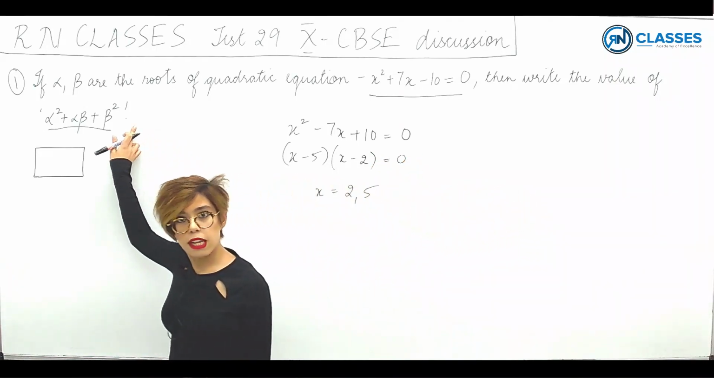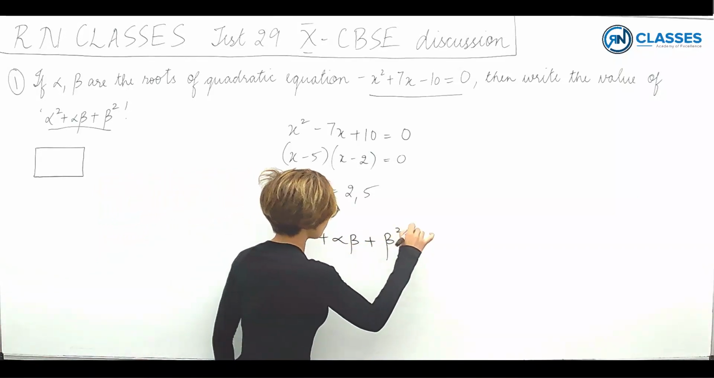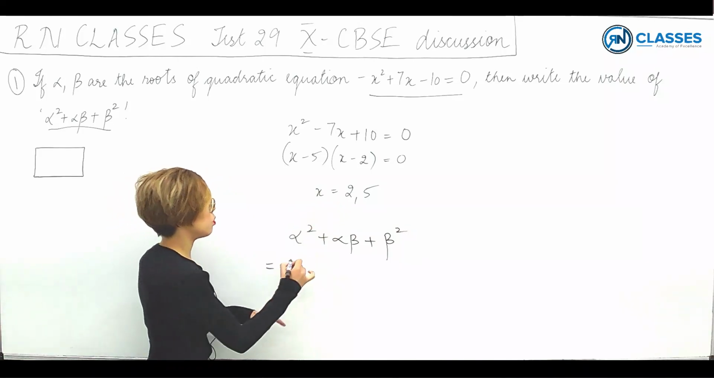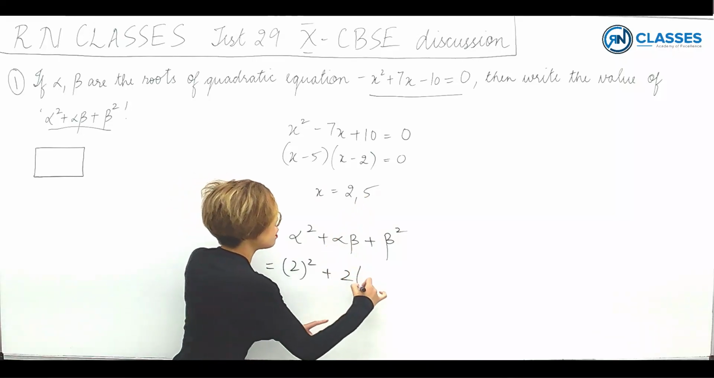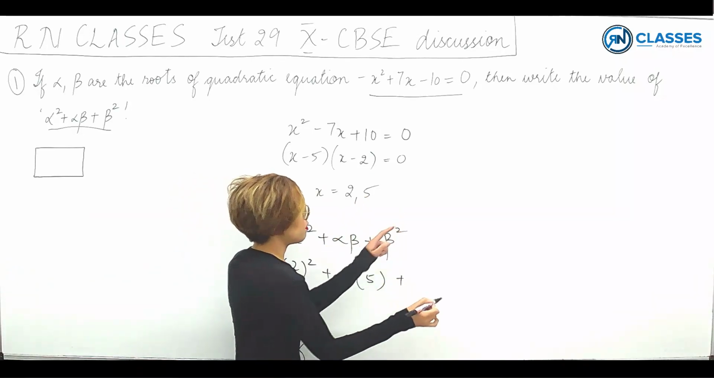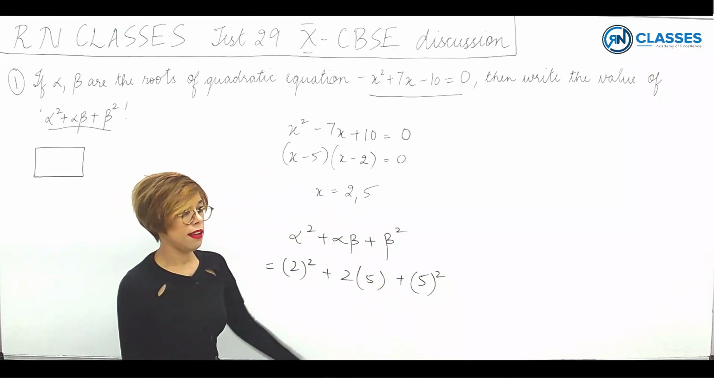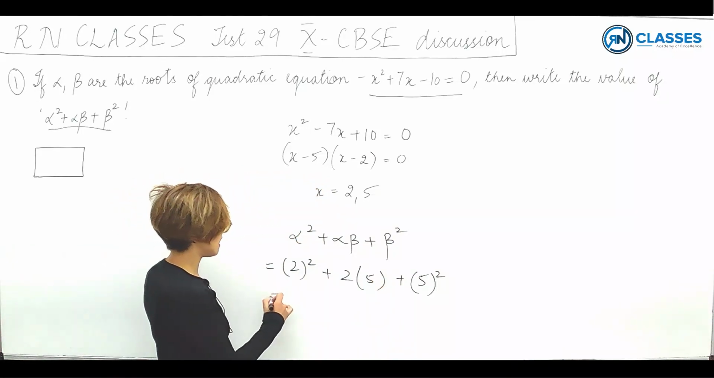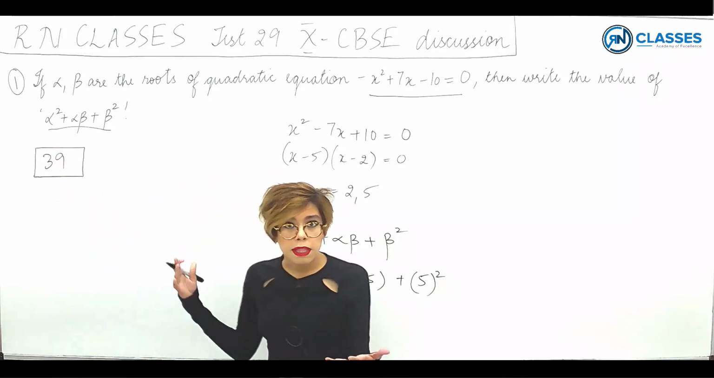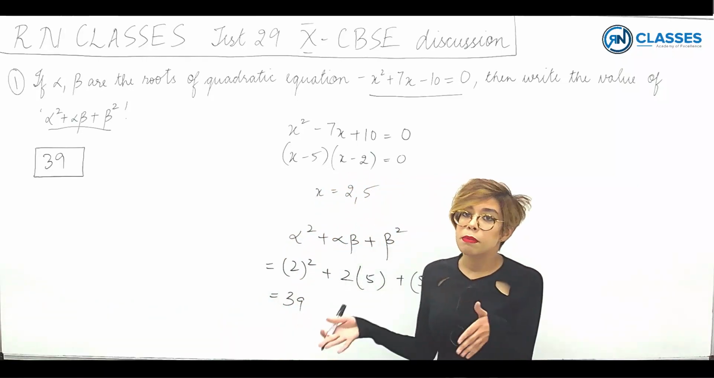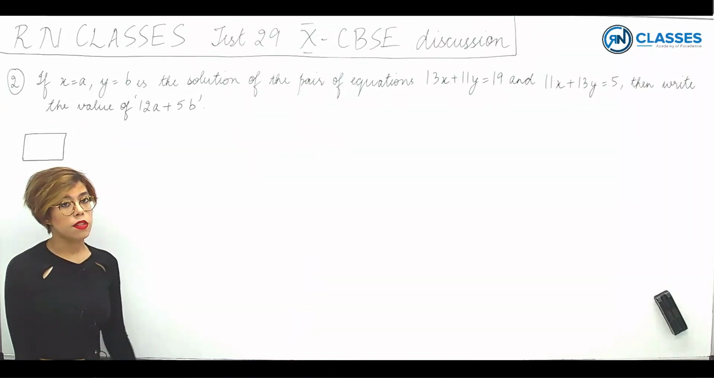The value we need to find is alpha square plus alpha beta plus beta square. Now let's take alpha to be 2, so 2 square plus alpha beta, 2 into 5, plus beta square, that is 5 square. So 4 plus 10 plus 25, that is 14 plus 25, I can say 39, which is your answer. Obviously, you can use the other method where you involve alpha plus beta and alpha beta, but I think this is a better method, it's shorter. Alright, so the next one.